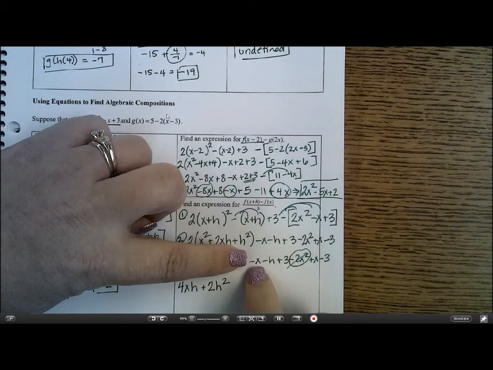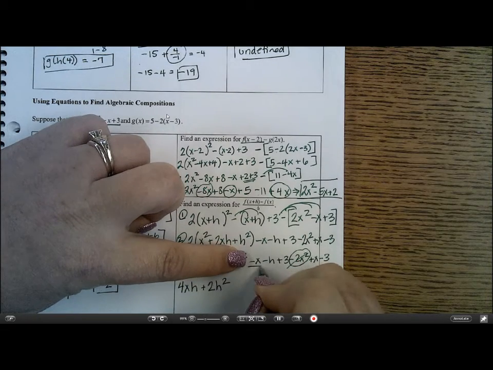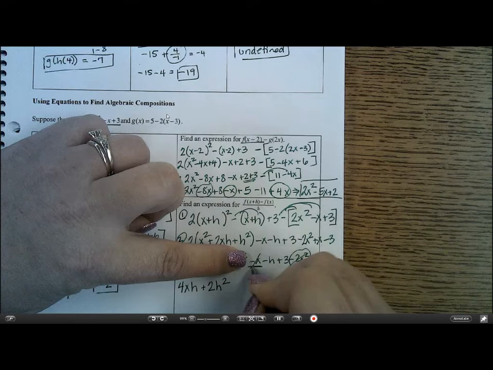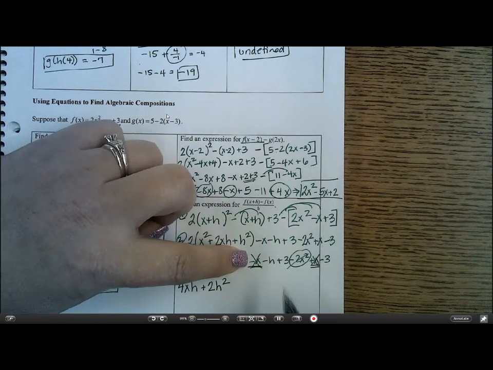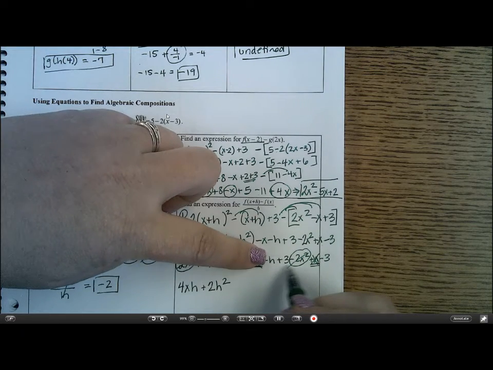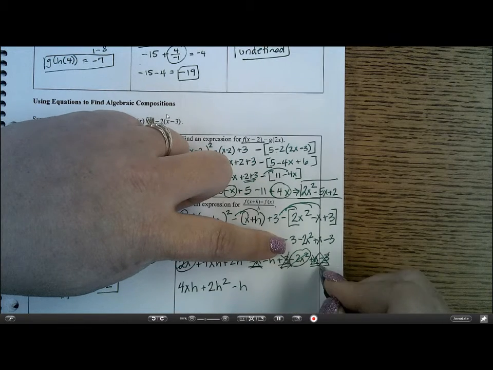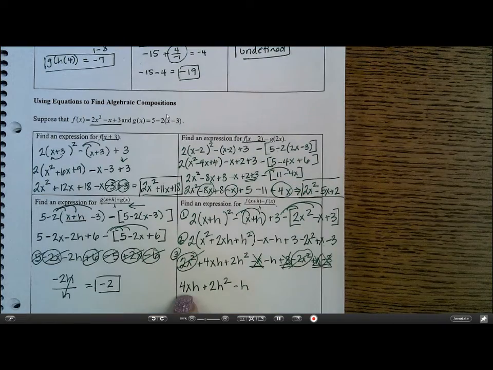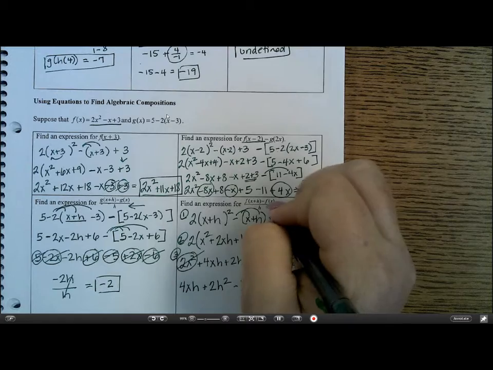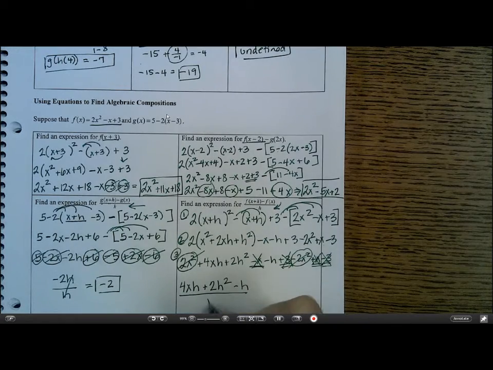Here's a negative x and a positive x, so they cancel. I've got a negative h, no other negative h's or h's anywhere. And then I've got a plus 3 and a negative 3. They cancel. So now this is what I'm left with, but remember, it was all divided by h.